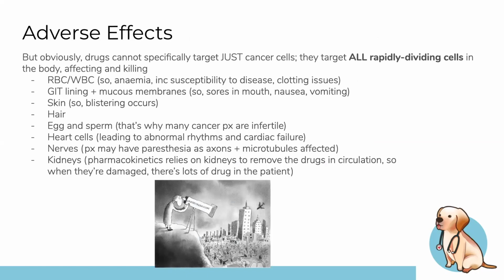However, when you target all cells that are rapidly dividing, you also target other cells besides cancer cells, because there are other cells in the body that also are dividing rapidly. We have some examples here: skin, hair, red blood cells, egg and sperm, and these are the reasons for a lot of the side effects of cancer drugs. So if you're targeting the rapidly dividing cells in the sperm, a result is that a lot of cancer patients become infertile.